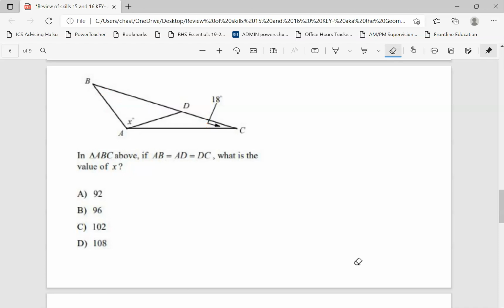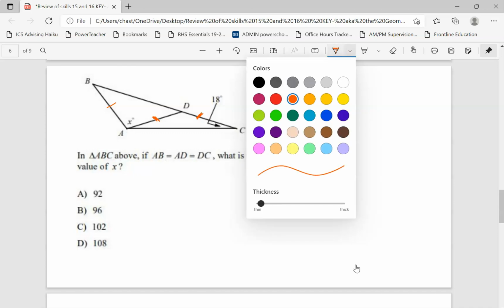Sometimes this happens when you're doing math and you are like, uh-oh. So let's see, let me go back. AB, that's this segment here. AD, that's this segment here. And DC, that's this segment here. Those are all congruent. Okay, I know what I did wrong in the last part, so let's try this again.